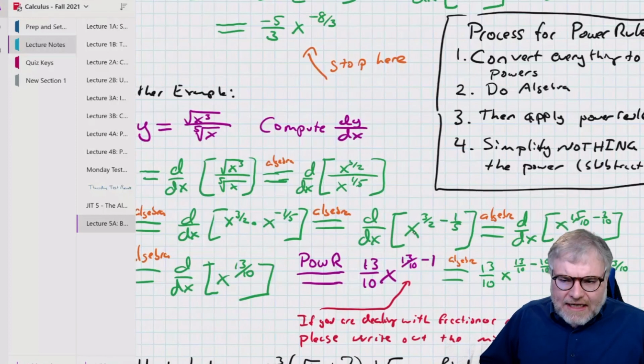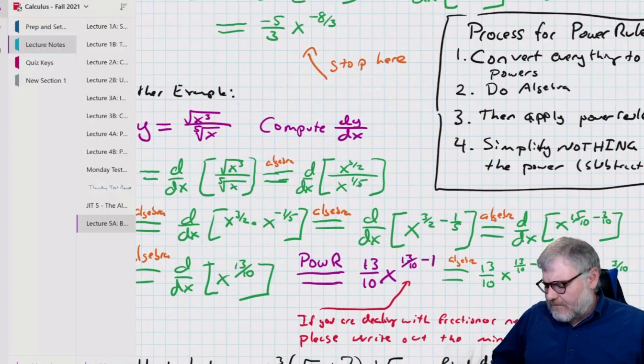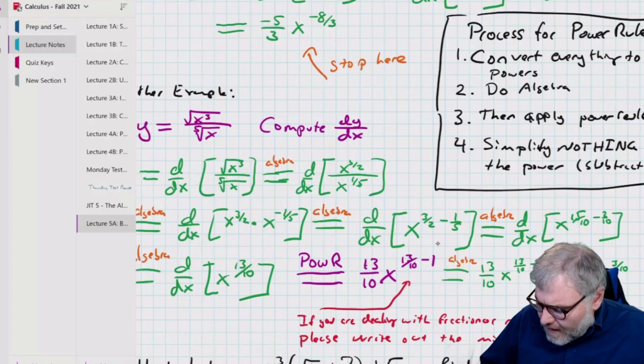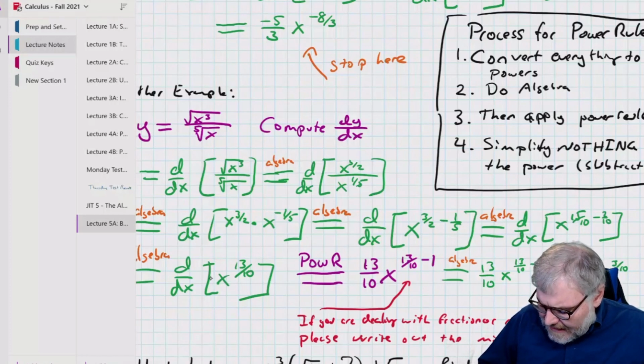And if you don't remember how to do this, watch that JIT 5 lecture, the Just-in-Time 5 lecture, that will go over these rules with more examples again. Now I'm going to subtract. I'm going to take a common denominator of my exponents and subtract, and that is going to give me x to the 13/10.